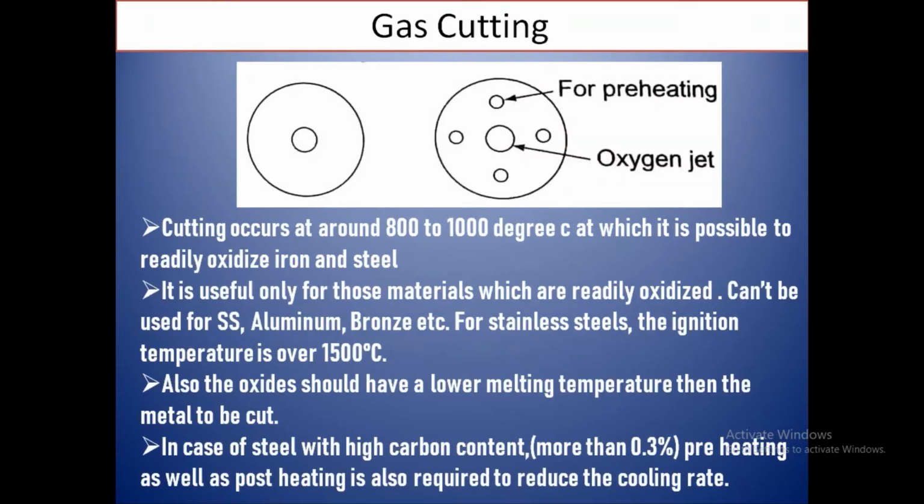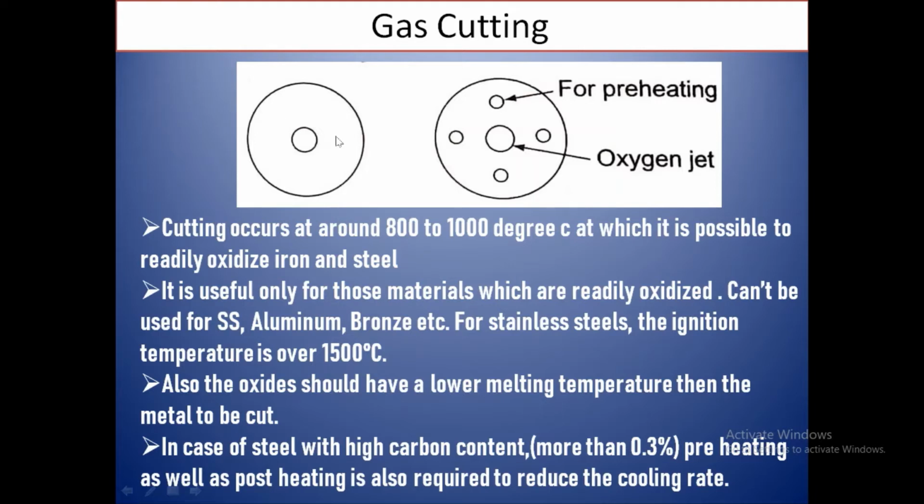Now let's move on to the gas cutting process. In welding, metals are joined together, while in gas cutting we are going to separate the metals. In the first method we will be using gas, that is oxygen and acetylene only, to cut the metal.